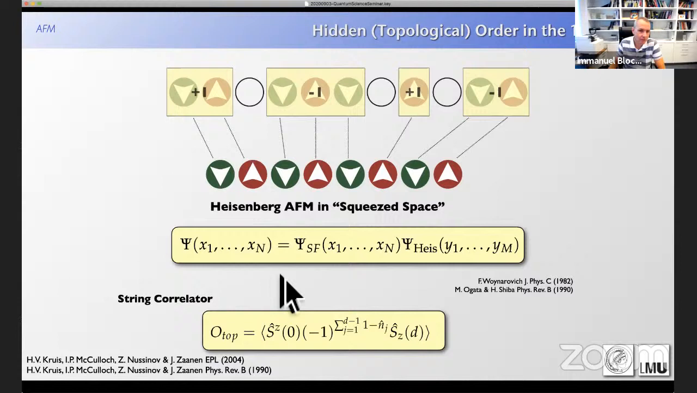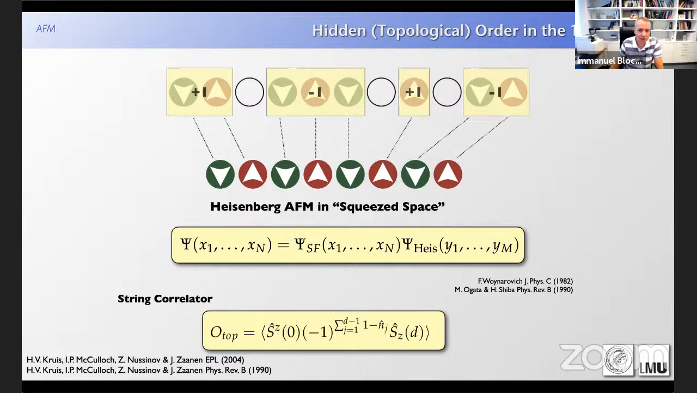So if I write down the many-body wave function of this 1D system, it actually factorizes into a charge or density part, which denotes where my electrons or atoms sit on the lattice. And then there's a wave function part for the magnetic order, which lives on this fictitious squeezed space lattice where we basically remove those holes and we have this perfect Heisenberg antiferromagnet. This factorization into a density part and a spin part is a very, very special feature of this 1D system and lies also at the heart of the dynamical property of fractionalization that we saw before.